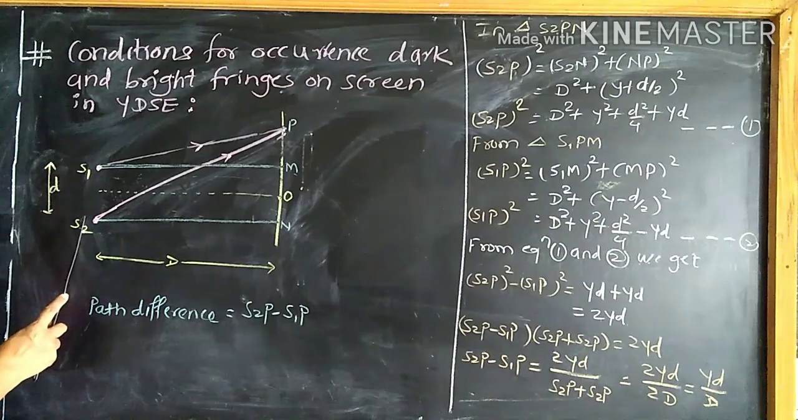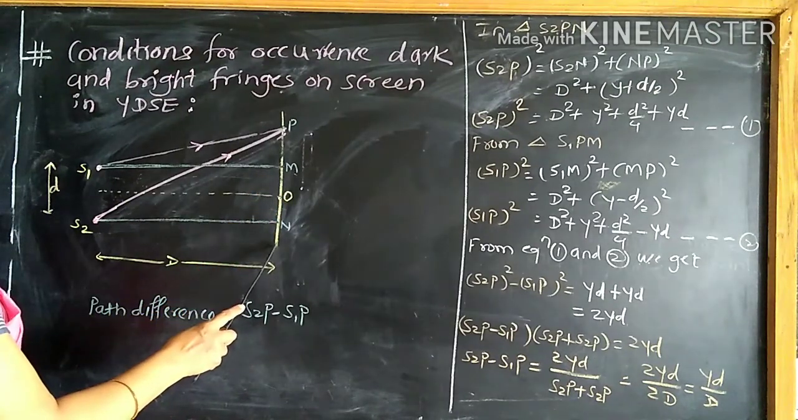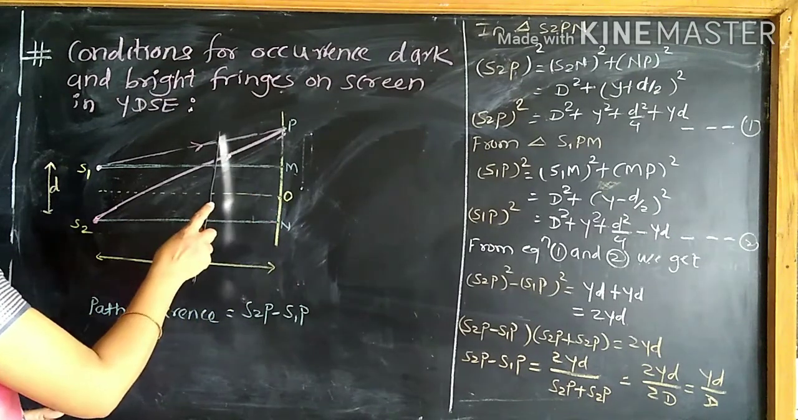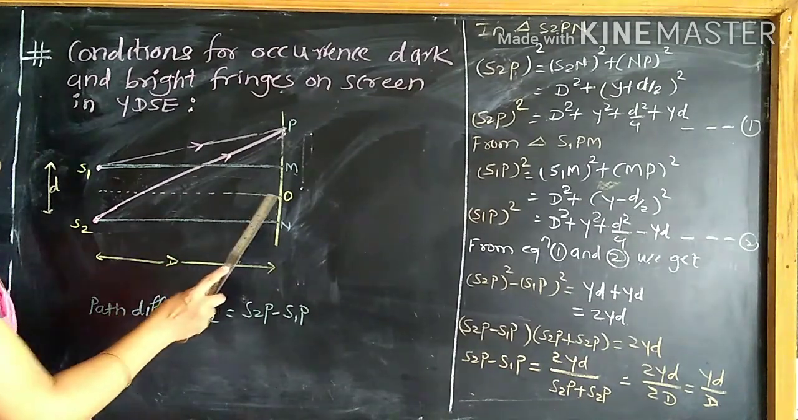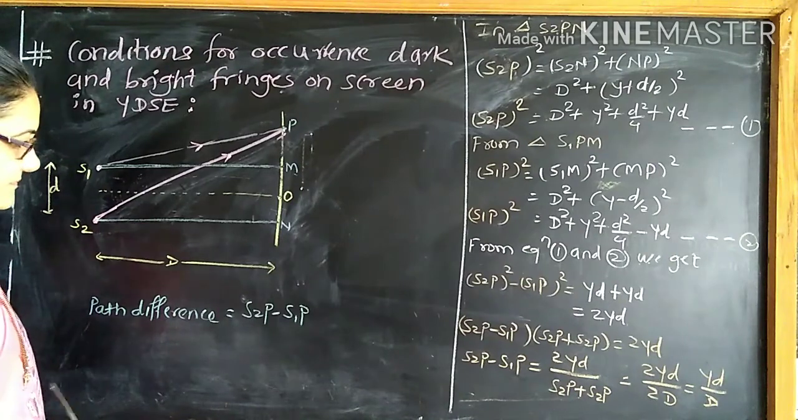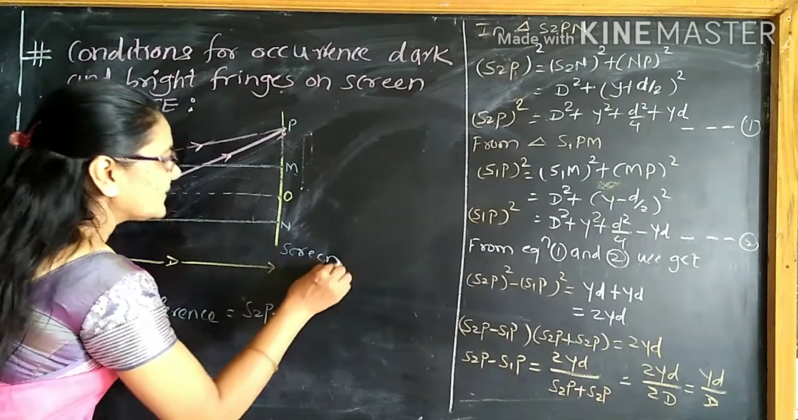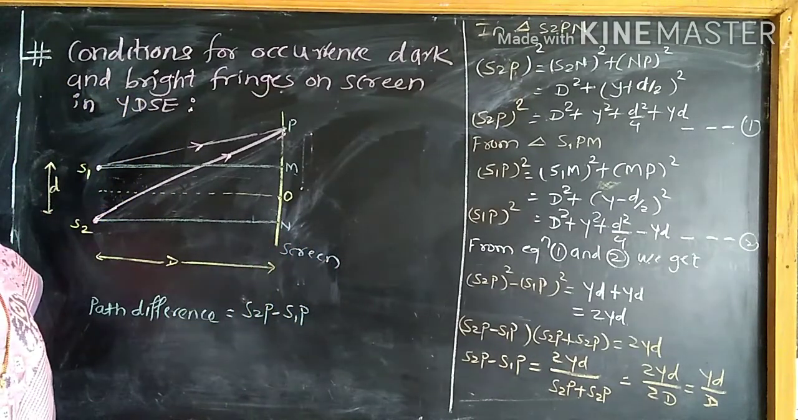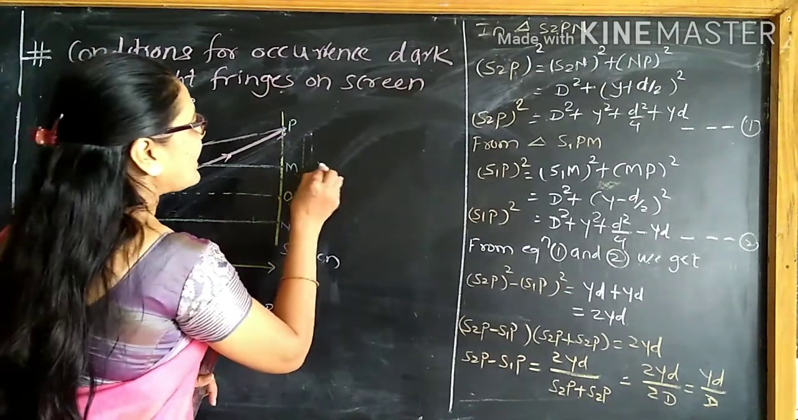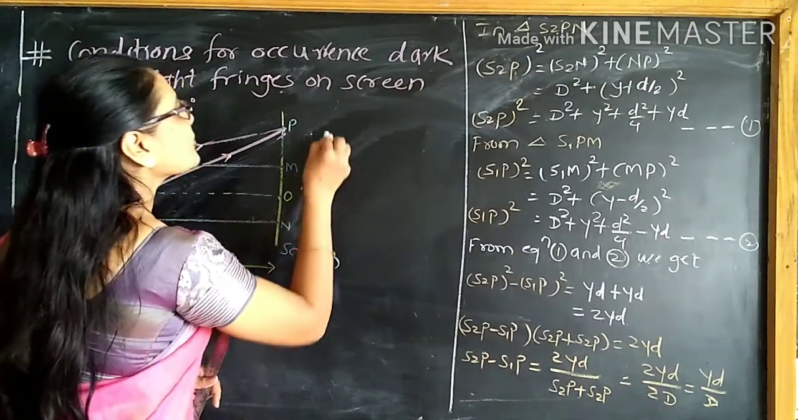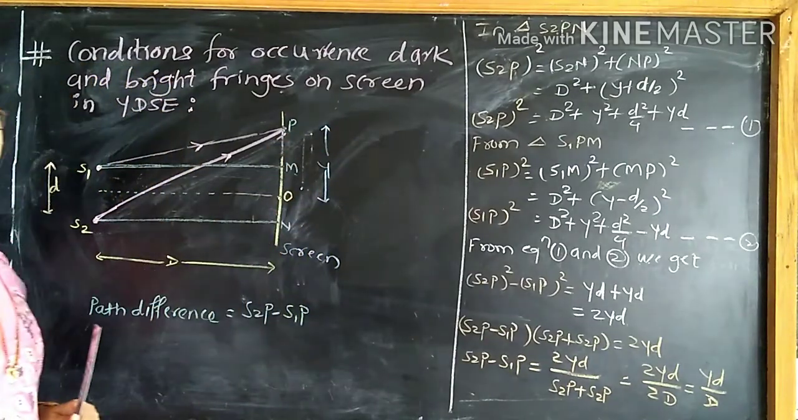These are sources sending out waves in this direction. Here is a screen. Over the screen, at the point P, these two waves interfere. Imagine O is the center of the screen. This is nothing but the screen. O is the center. Let this point P be situated at a distance y from the center of the screen. We say that this distance is y.